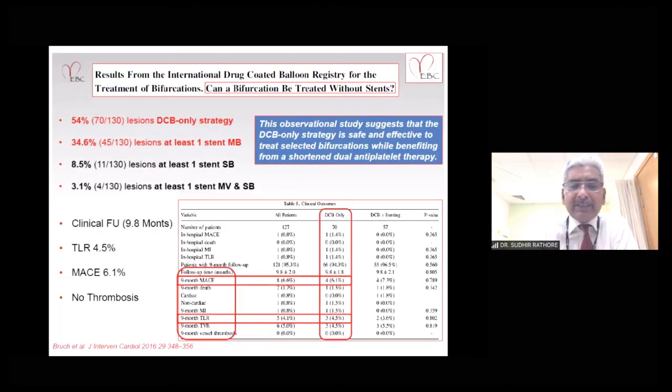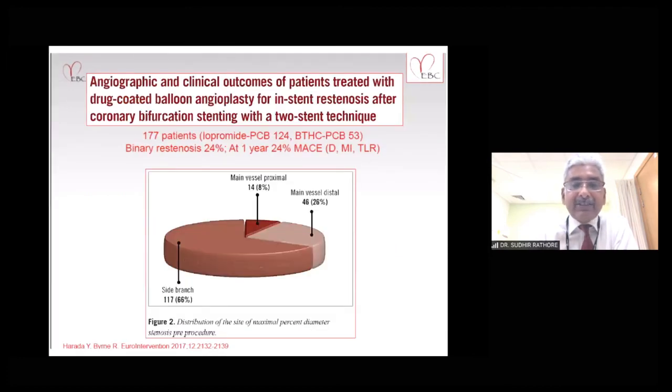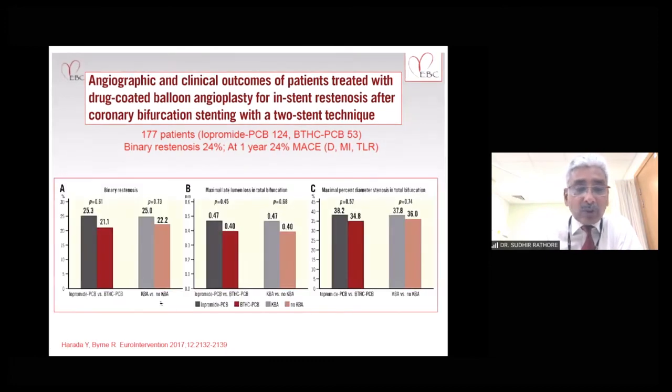Now, I want to skip these, which my colleagues have already discussed, the effect of drug-coated balloon only in bifurcation lesion, which gives a pretty good result with a TLR rate of 4.5%. And this is the study looking at the treatment of in-stent restenosis after 2-stent strategy in coronary bifurcation. You can see here, the majority of the restenosis are at the side branch, 66%, with a good result achieved with the drug-coated balloon, as you can see here.